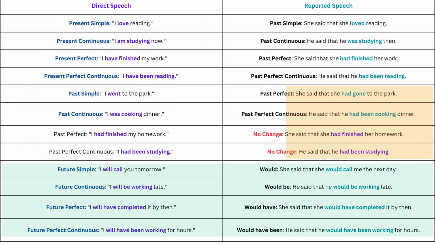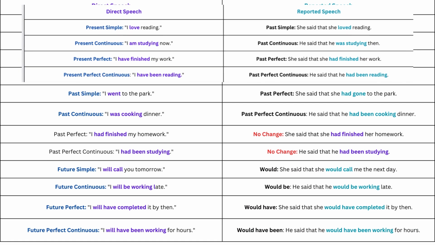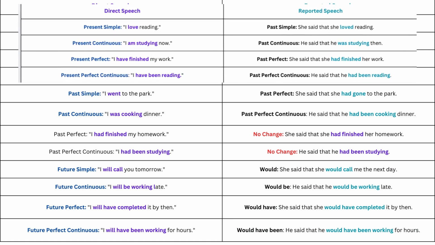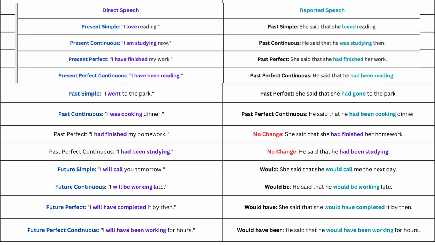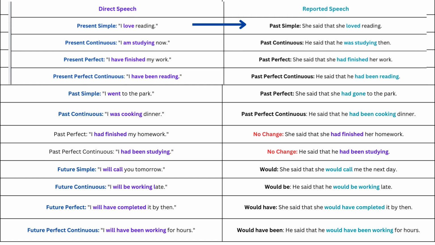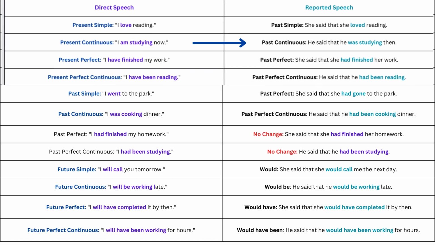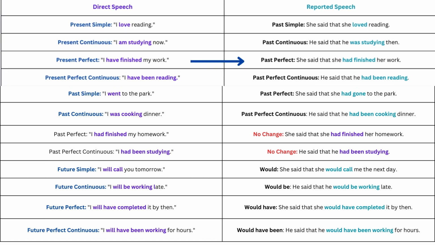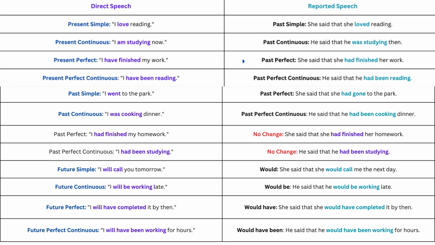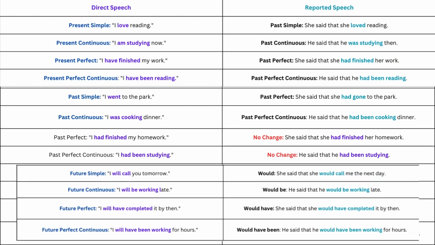So as you can see, all present tenses shift back one tense, one degree to their equivalent tense in the past. So present simple becomes past simple, present continuous becomes past continuous, present perfect becomes past perfect, and present perfect continuous becomes past perfect continuous. Okay?